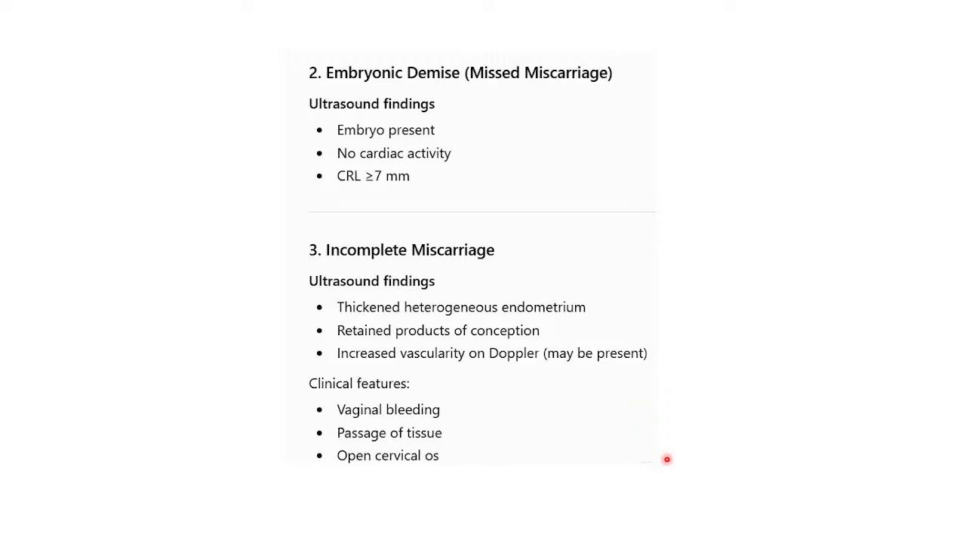So the clinical features: vaginal bleeding, passage of tissue, and the open cervical os. Those are some of the parts of the history that suggest an incomplete miscarriage or a miscarriage. So if someone presents with those clinical signs, it should ring at the back of your mind that you are likely dealing with a case of a miscarriage, be it complete or incomplete. Also, you must correlate with the information that the referring clinician and the patient are giving you.